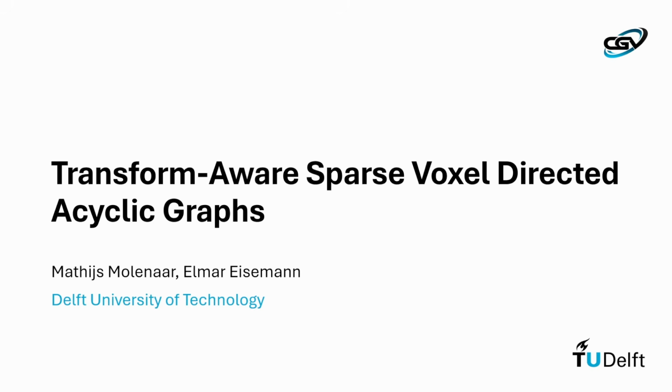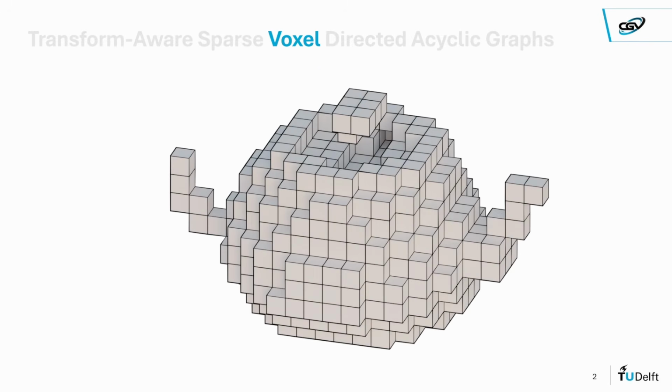Welcome to the presentation on our paper titled Transform-Aware Sparse Voxel Directed Acyclic Graphs. Now, I realize this is quite a mouthful, so let's go over it step by step. First of all, what is a voxel? A voxel is the cell of a regular three-dimensional grid. It's effectively the 3D equivalent of a pixel.